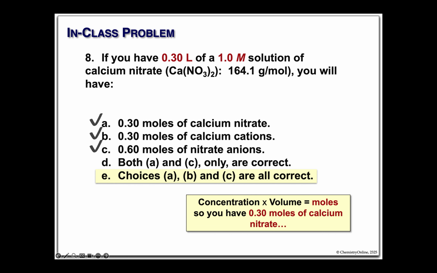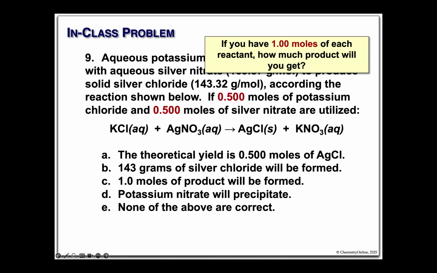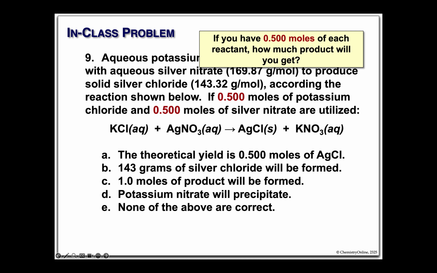Number 9. We have potassium chloride reacting with silver nitrate to produce silver chloride. We look at the stoichiometry here. It's a 1 to 1 to 1 to 1, isn't it? Can't be much simpler than that. If we had 1 mole of each of these, we would get 1 mole of silver chloride. But we don't. We have half a mole of each. If we have half a mole of each, we would get half a mole of silver chloride.